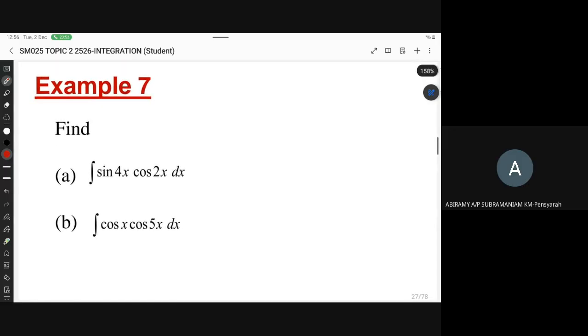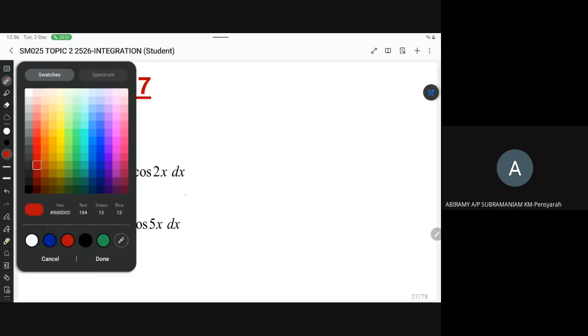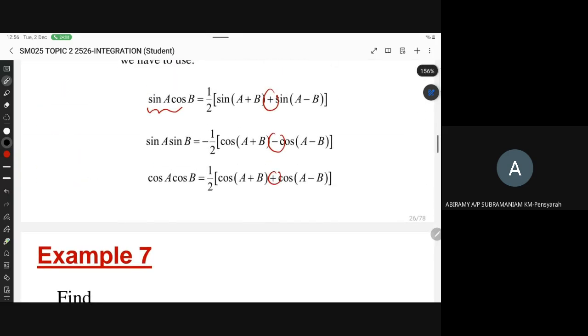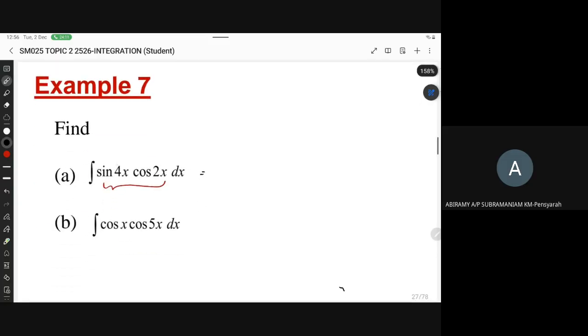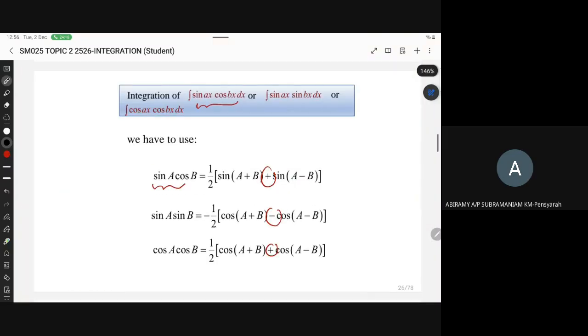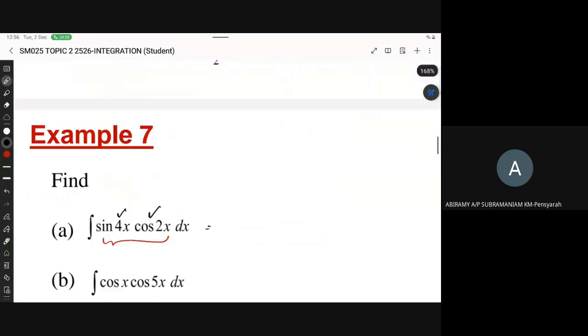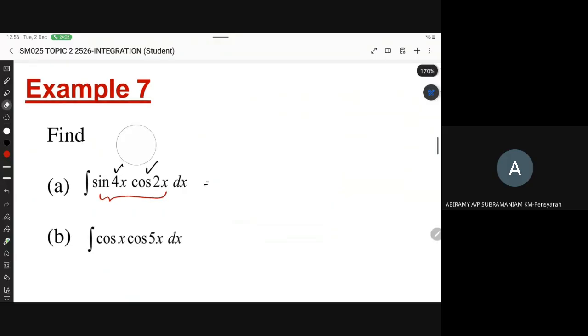Let's say we need to integrate sine 4x cos 2x. It's very clear that these two are in the form of multiplication, and for multiplication, we can't separate this. So we are going to use the factor formula. The factor formula that we are going to use must have sine multiply cos. So the first formula is sine multiply cos, sine A cos B.